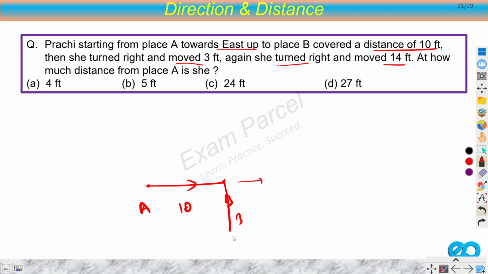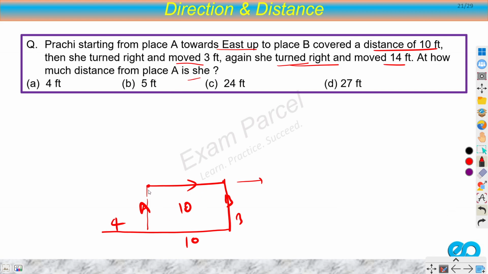Again she turned right. So her face is now to southward, so her right would be this direction, towards west. She turned right and moved 14 feet. So this is 10 and this is 4 extra. Okay. So 10 plus 4, 14. At how much distance from A is C?